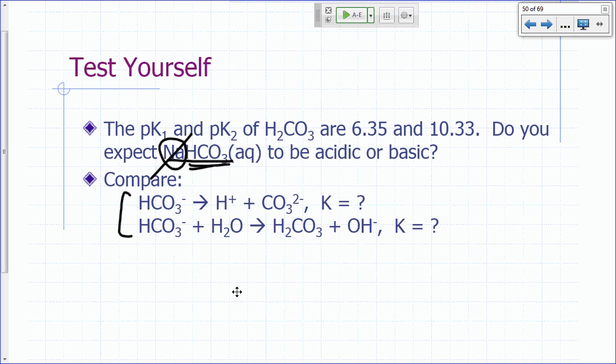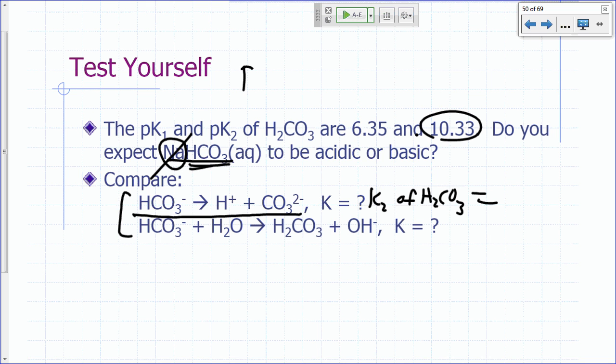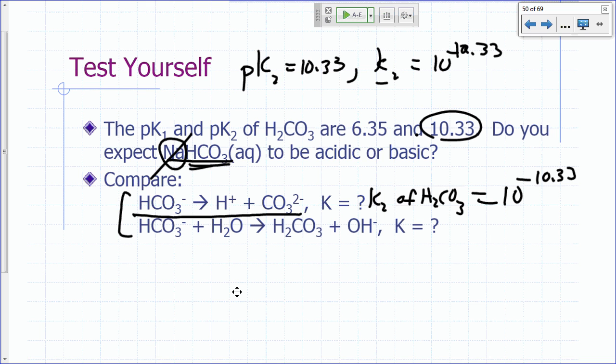Well, let's look at bicarbonate acting as an acid. What's the Ka for this? That's going to be the K2, right, of H2CO3. And if I'm given pK2, what is K2? If pK2 is 10.33, then K2 is 10 to the negative 10.33, right? K2 is 10 to the negative pK2. So this is 10 to the negative 10.33. So what is that?